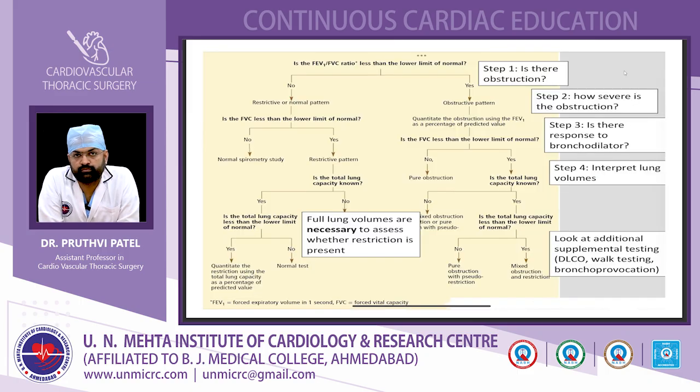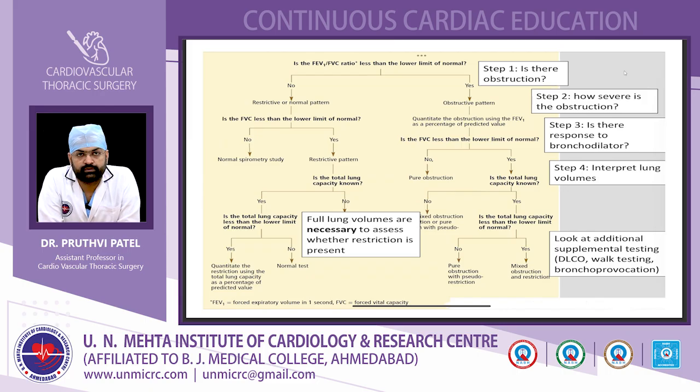So how to diagnose? One patient is coming to you, you are doing spirometry, and you are calculating the FEV1 to FVC ratio. If the ratio is lower than the lower limit of normal or less than 0.7 or 70%, then it is an obstructive pattern. If no, then it is a restrictive pattern or normal pattern. So we will first go on the left side of the flow chart.